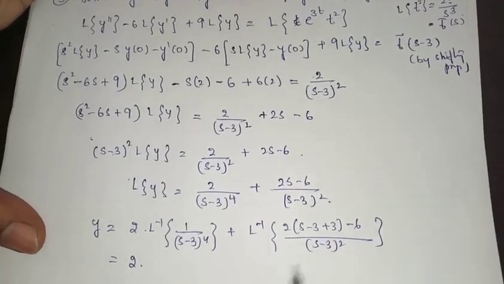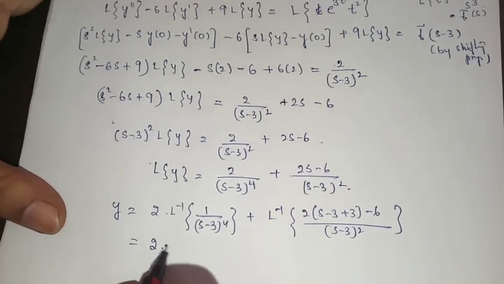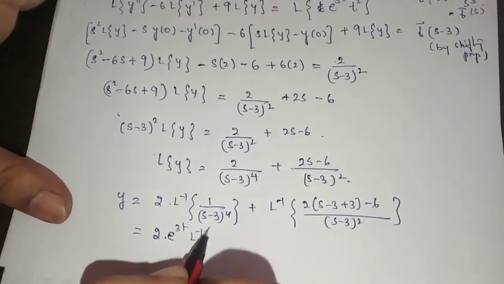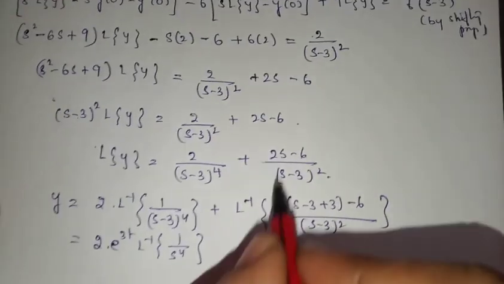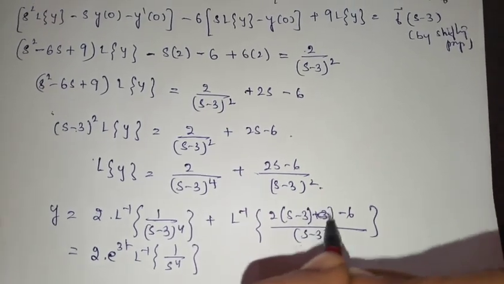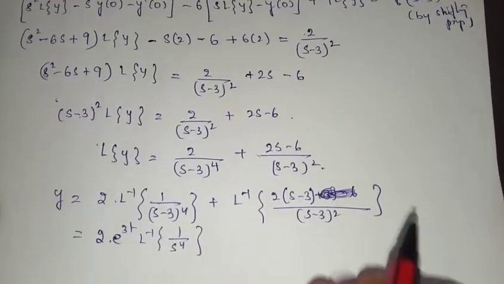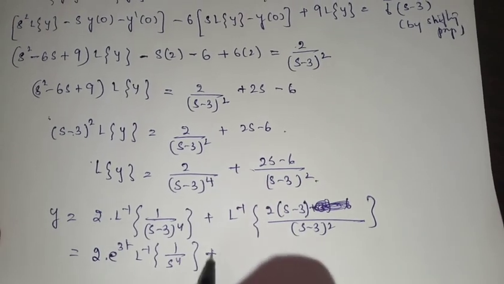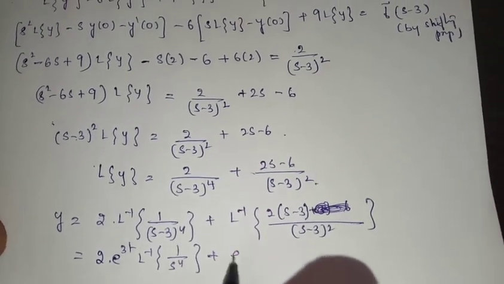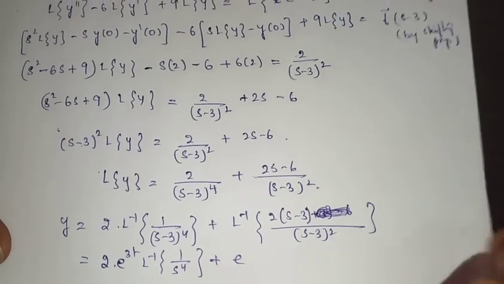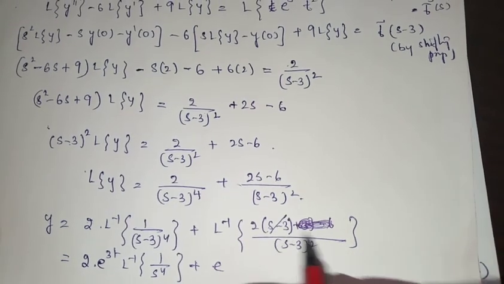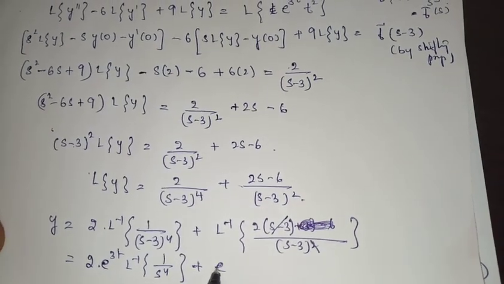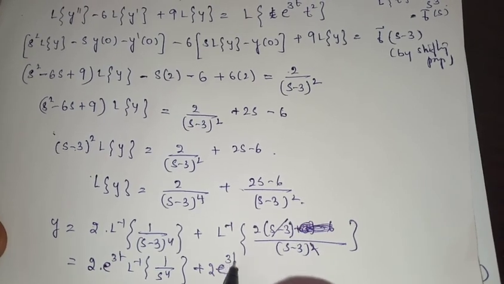So this is 2 times, using the shifting property in inverse Laplace transform, e to the power 3t Laplace inverse of 1 by s to the power 4. Here it is direct, you can take 2 common, it will become s minus 3. So there is no need of this. So here this will be plus e to the power 3t, and this becomes 1 by s minus 3. So this is just directly 1 by s minus 3. This and this get cancelled. So it is 2 times e to the power 3t. Hence proved.